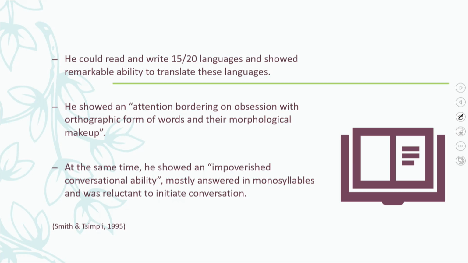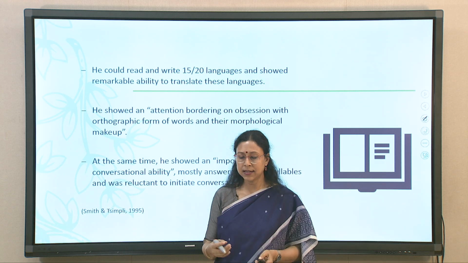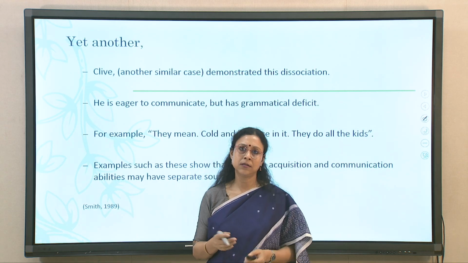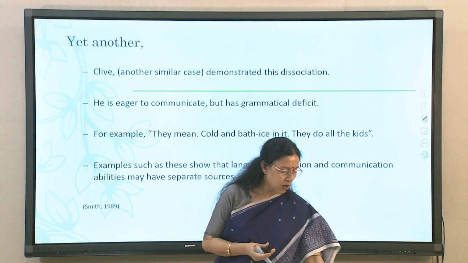So, basically he was rather obsessed with language as a tool. He not only mastered the languages, but he was also very focused on their structure, the orthographic form and the morphological makeup. At the same time, he showed an impoverished conversational ability, mostly answered in monosyllables and was reluctant to initiate conversation. So, in spite of such difficulties, his language ability was remarkable. That is another case of divorce between language and communicative abilities.